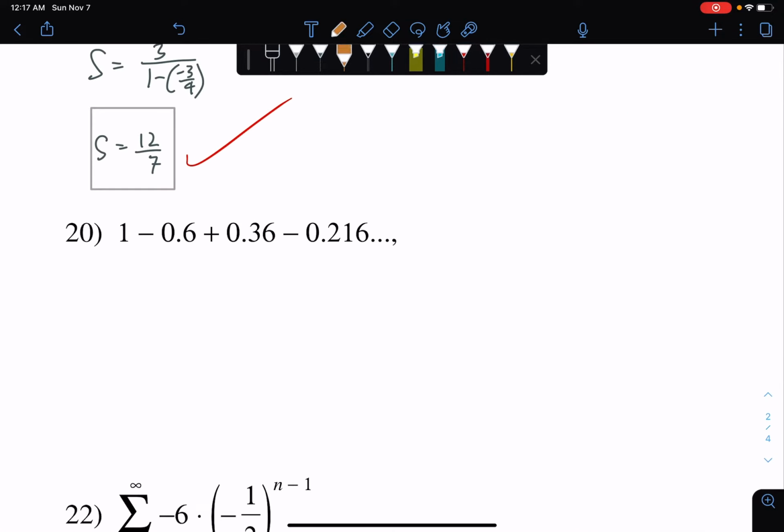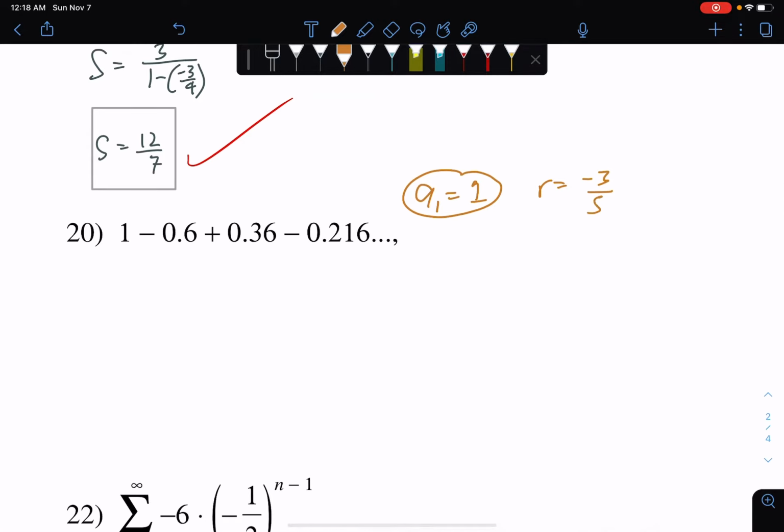Let's move to number 20. A sub 1 is equivalent to 1. Common ratio: negative 0.6 divided by positive 1 is negative 3 over 5. 0.216 divided by 0.36 is... strange. Yeah, I forgot the negative symbol, that's why it seems strange. It's there, yes. R is equivalent to negative 3 over 5.